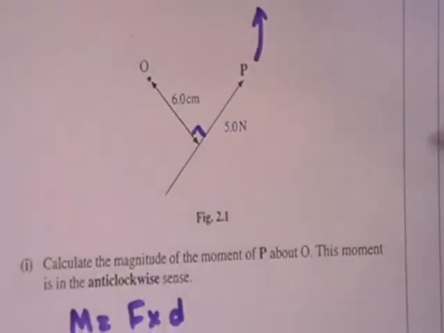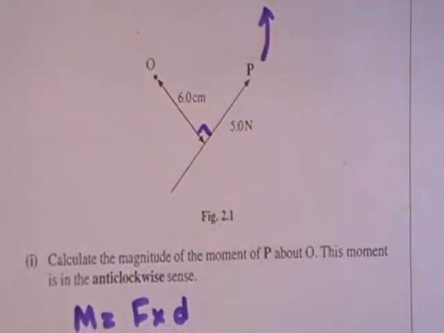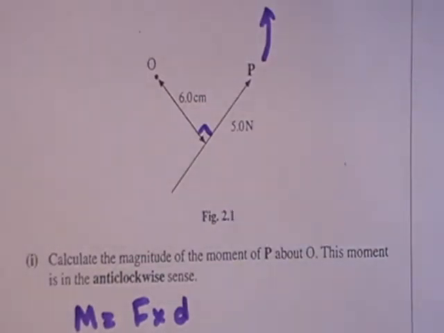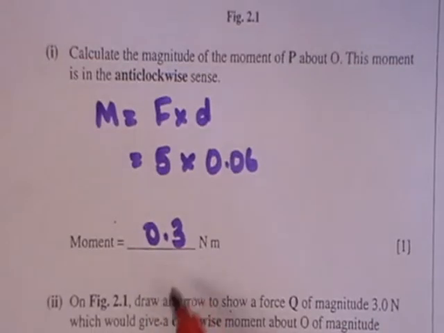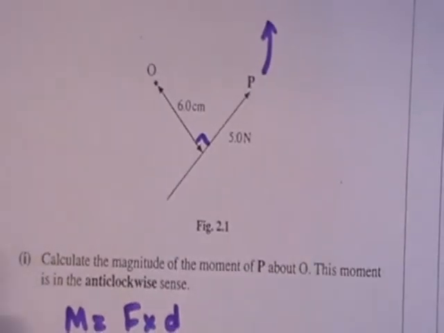On figure 2.1, draw an arrow to show a force Q of magnitude 3 newtons, which would give a clockwise moment about O of magnitude equal to that calculated in part 1. So we need a moment equal to 0.3 Newton metres. Label the magnitude of the distance of force Q from O.